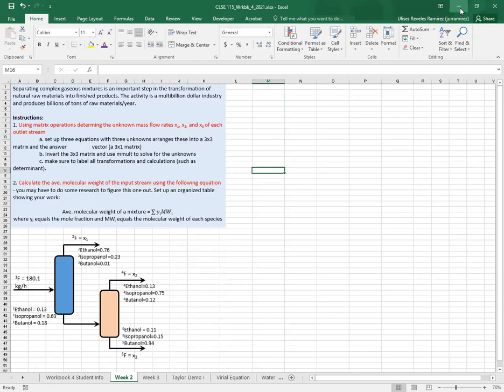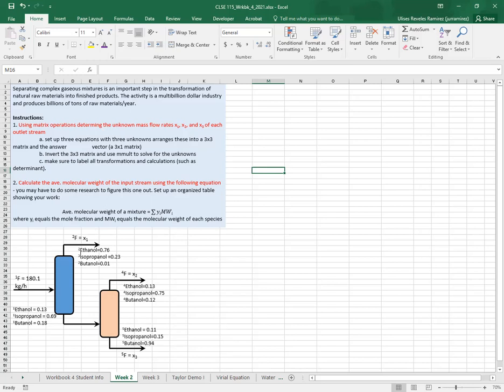We start from an inlet of 180.1 kilograms per hour. That's the inlet flow. And we have three components, three alcohols: ethanol, isopropanol, and butanol. They are given as the compositions. And they go through these separation towers in which the initial flow is separated into this flow one, I'm going to call X1, and another flow, which is further separated into these two other flows. So the problem is, from the given information, find the unknown mass flow rates.